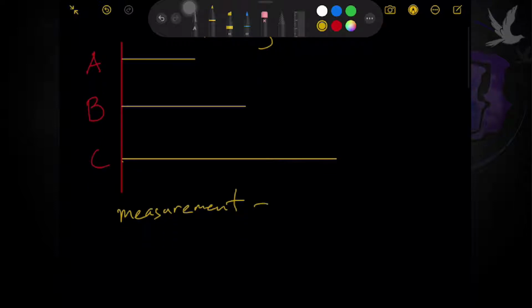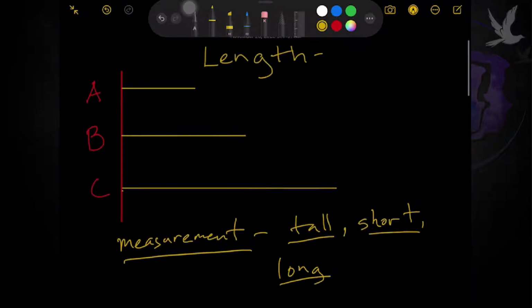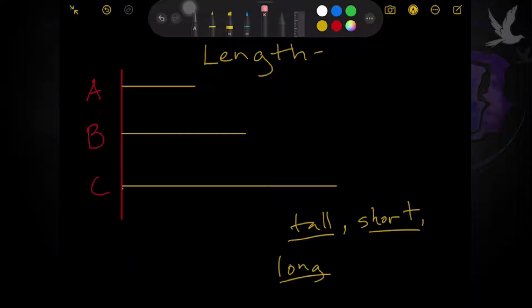For example, how tall is that person? How short is your pencil? How long is your book? Something like that. Okay, so basically, it has something to do with measurement. Okay, so for example, in this case, if I were to ask you, let me just erase this part first.